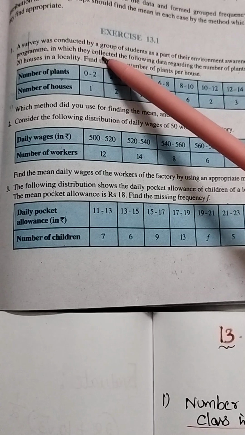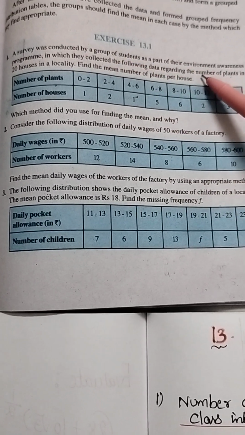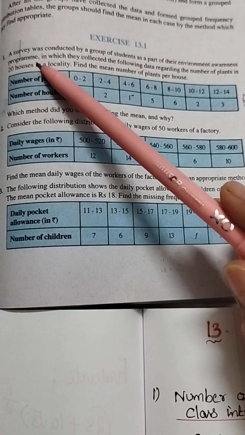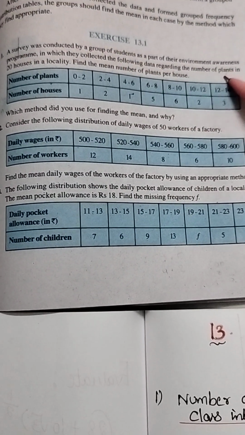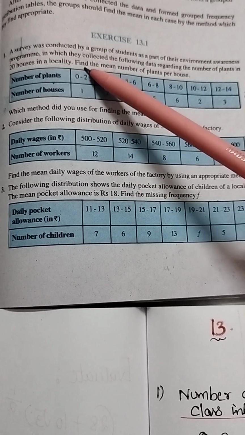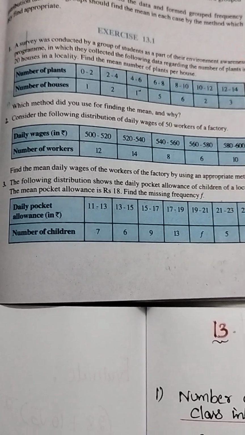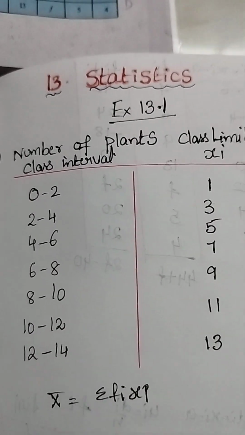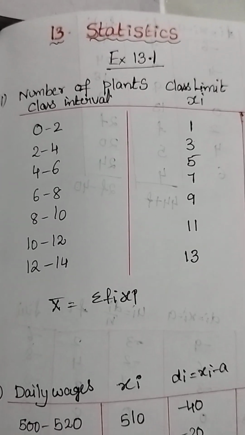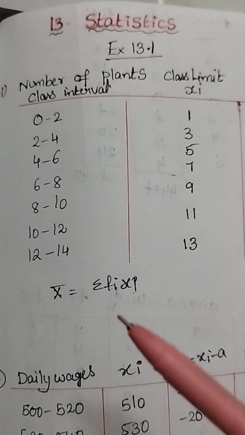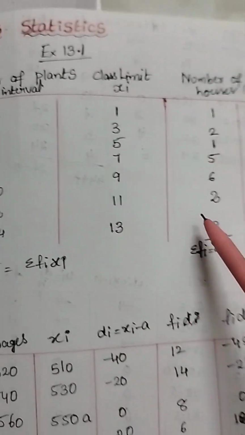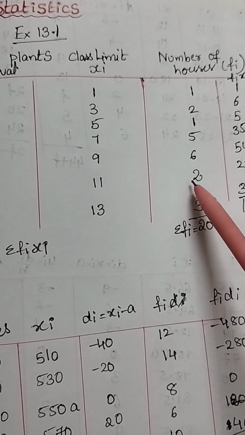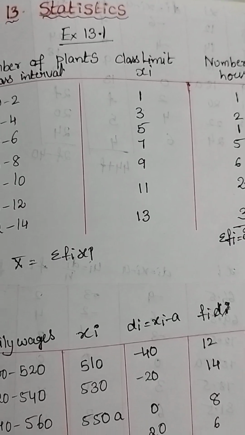A survey was conducted by a group of students as part of their environment awareness program, in which they collected the following data regarding the number of plants in 20 houses in a locality. Find the mean. So mean we can find by three methods: direct method, assumed mean and step deviation. If the values of the class intervals and frequency are small, you can do it by the direct method.